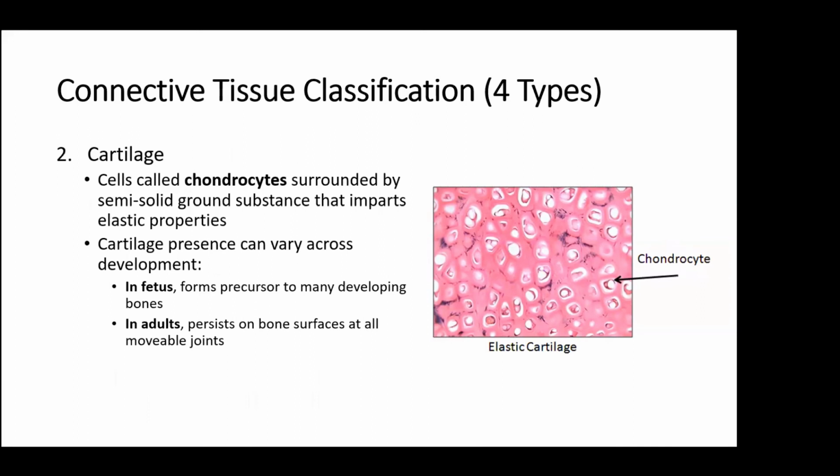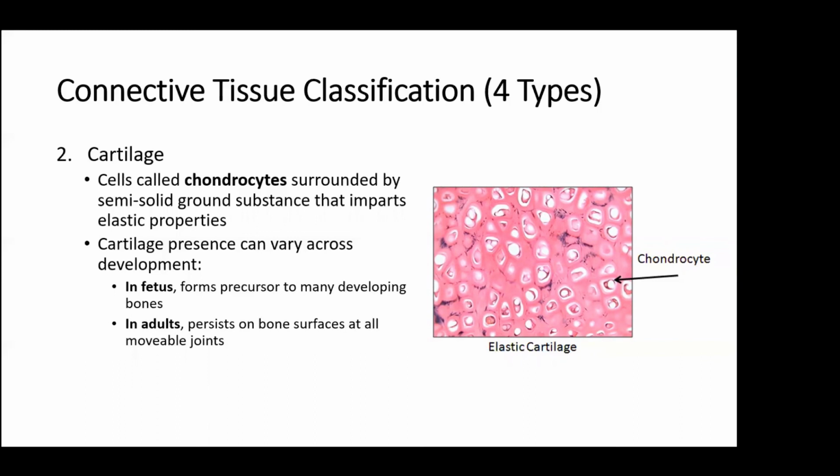The second type of connective tissue we're going to see is cartilage. The characteristic thing about cartilage is it's made up of chondrocytes. A chondrocyte is a cartilage cell, essentially, and it's going to be surrounded by a semi-solid ground substance. So the extracellular material around our chondrocytes is solid, and it also has some elastic properties. So it's flexible.